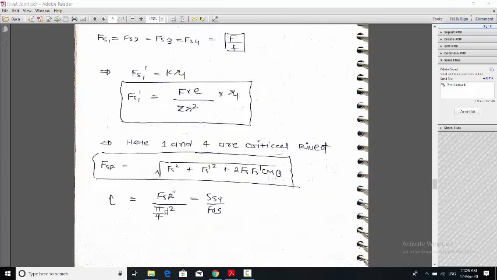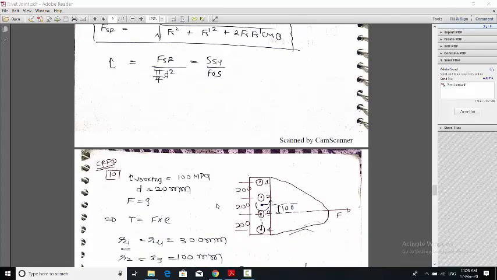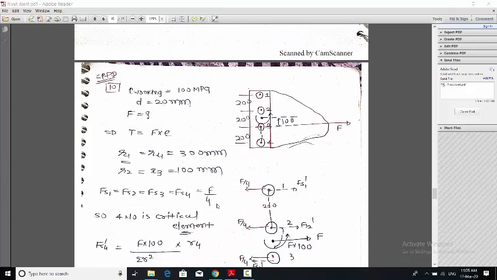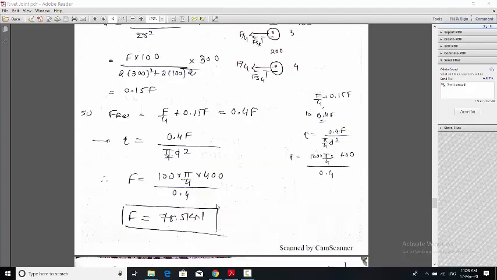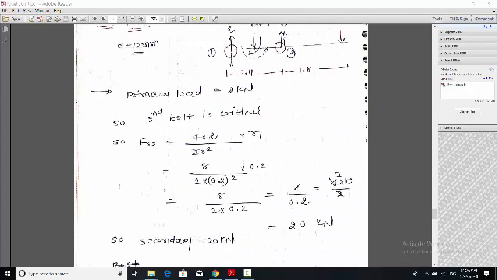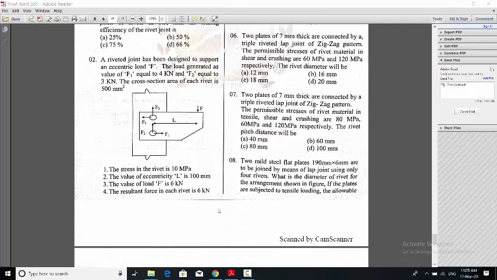The resultant force is the square root of FS square plus FS dash square plus 2 FS FS dash cos theta, and tau is equal to this force upon pi by 4 d square. From that we can find out the diameter. Here is one numerical particular to that point. You can go through this numerical. So that is somewhat about the riveted joint. These are some numericals for practice purposes.